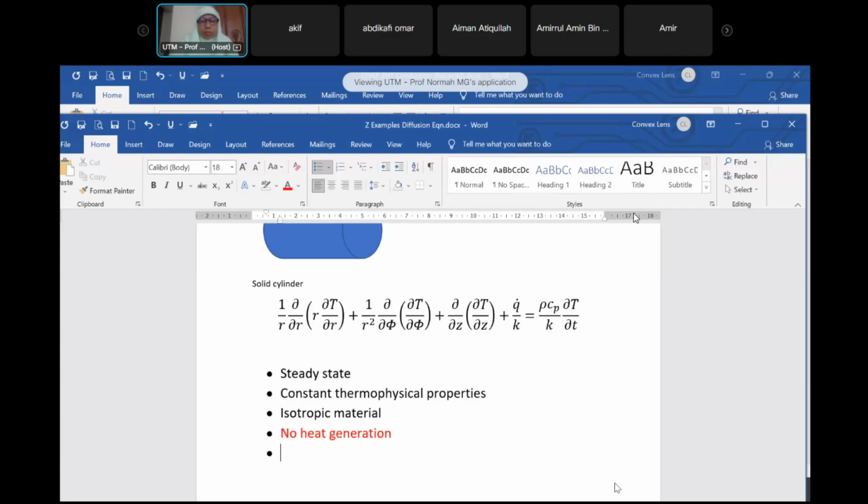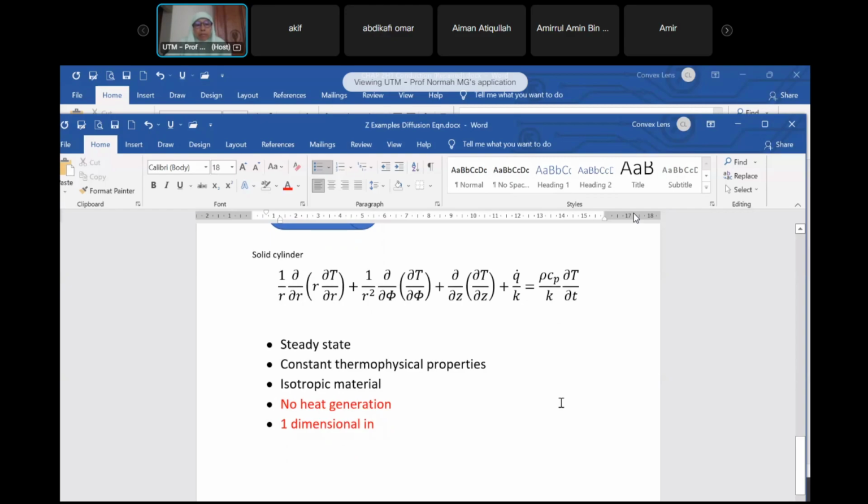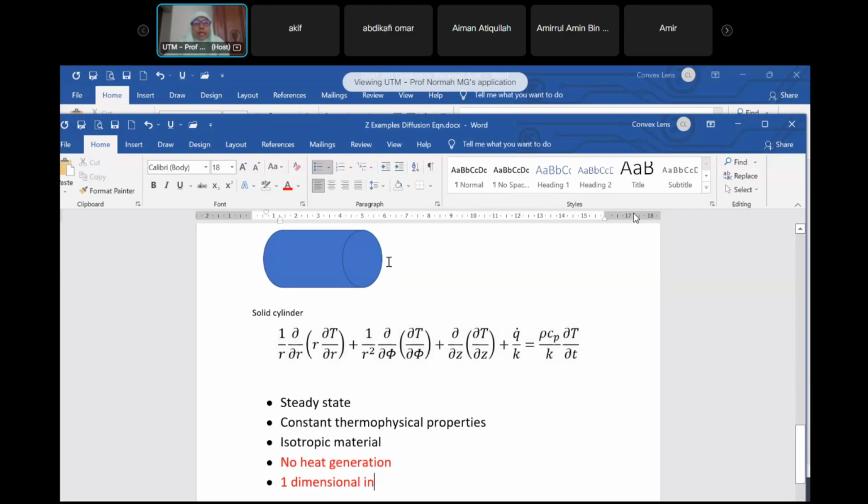So you have one dimensional in R. Sometimes the boundary condition is given at R is equal to something. So when it says that R is equal to something, it is one dimensional in R.